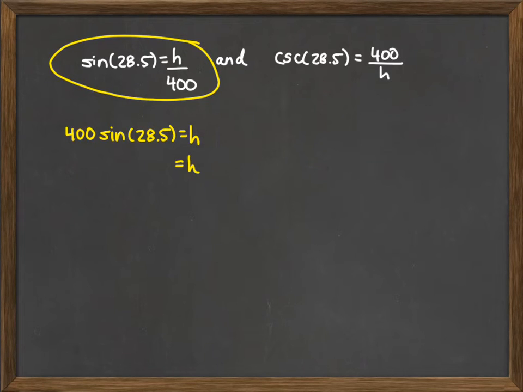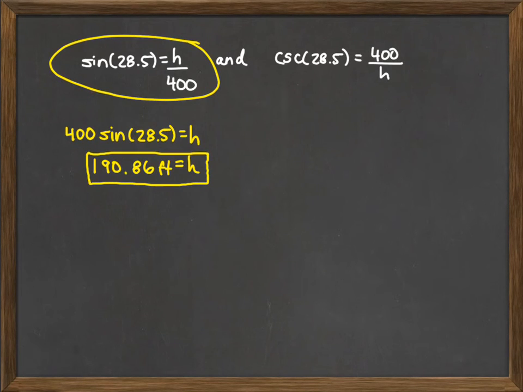Make sure your calculator is in degree mode, and we get 190.86. So this is going to be in feet. So that is the height of our kite from the ground.